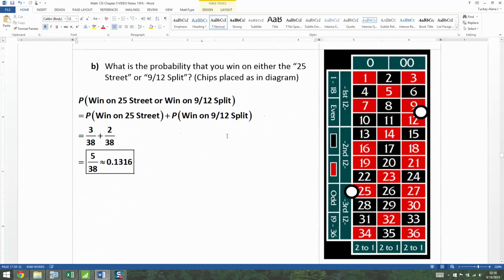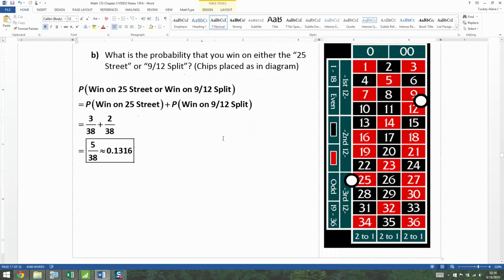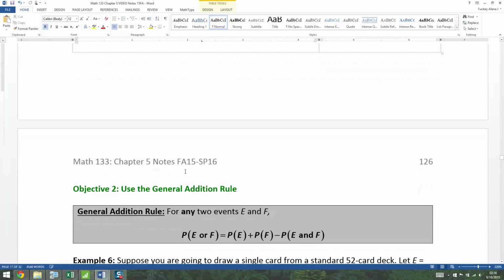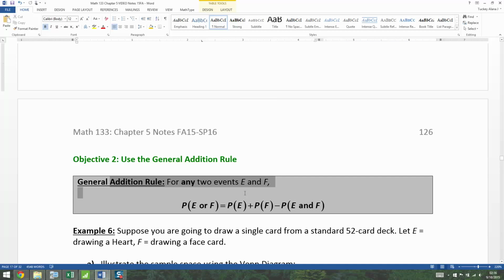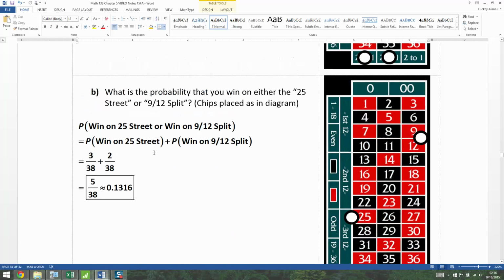Now, as for what to do when they do overlap, that's going to be what the next video is going to talk about. What if they're not disjoint? Then you need a different rule called the general addition rule. And we'll see you back here for more videos on that.